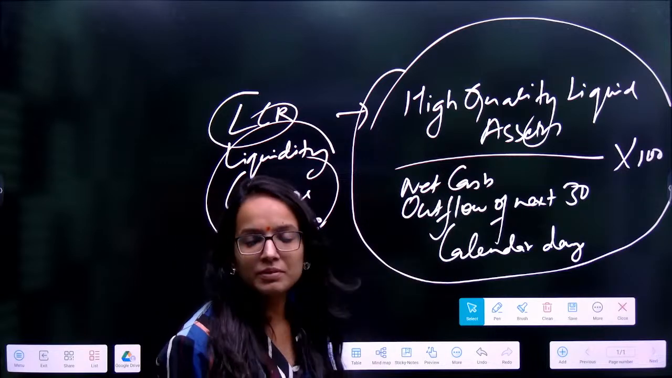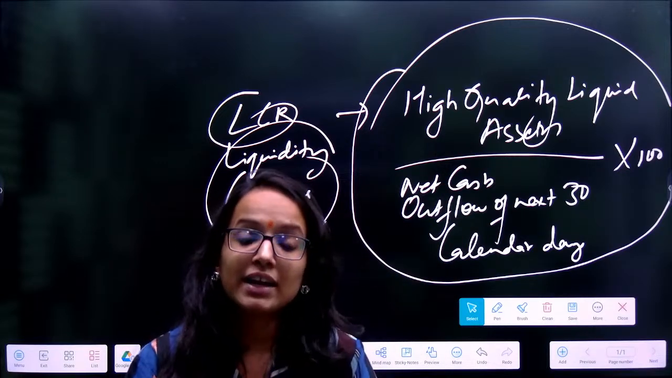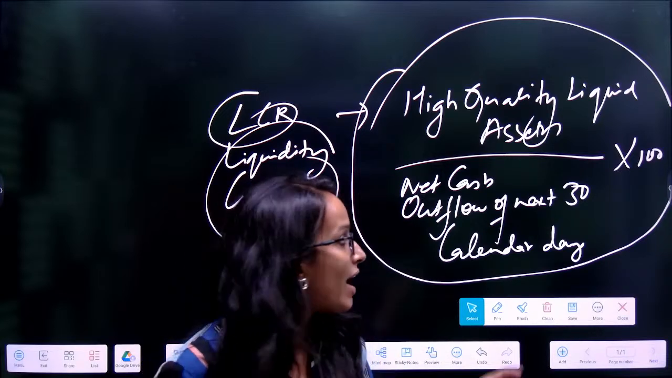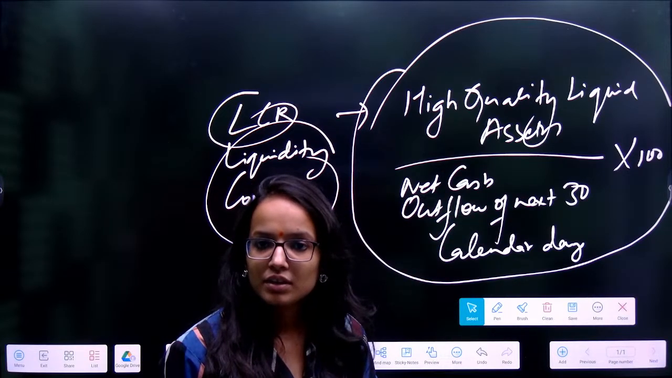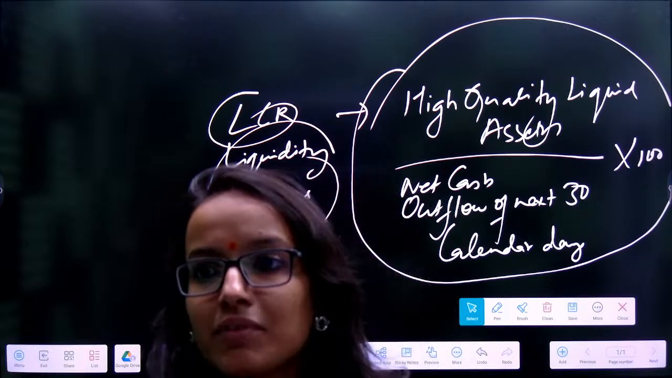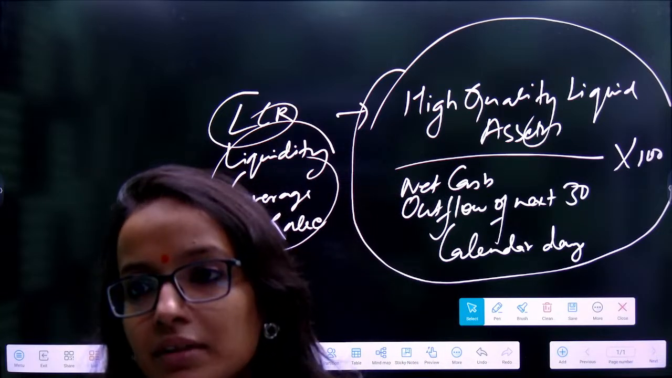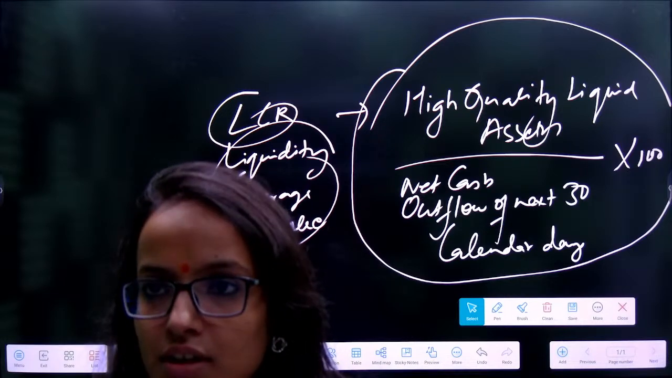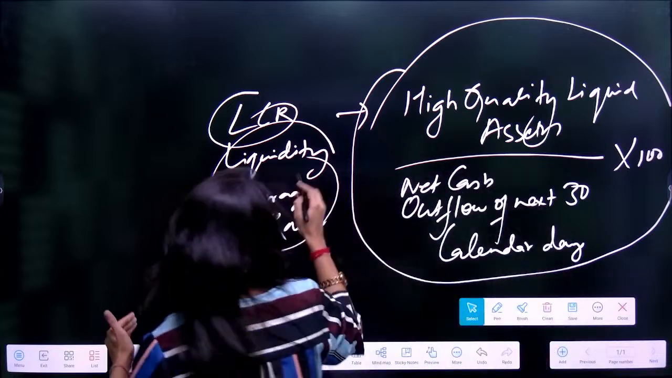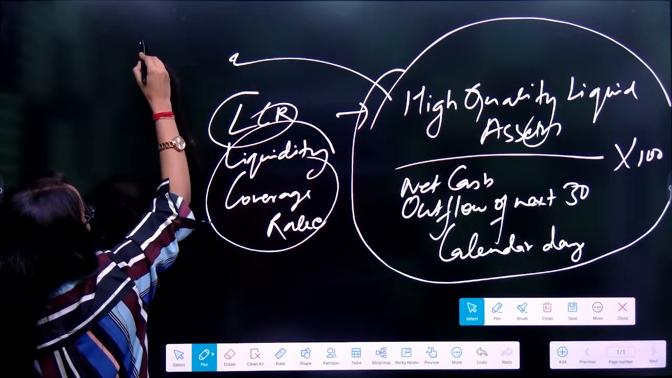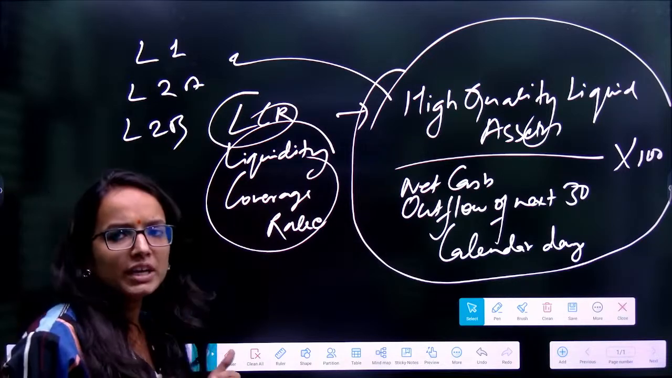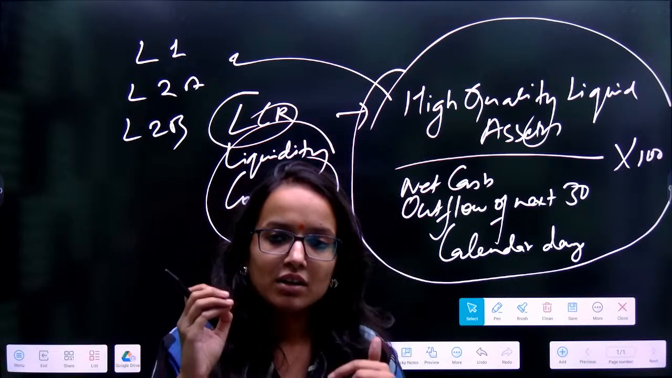What are high quality liquid assets? They can be easily and readily converted into cash without any losses, right? So you have different categories of them. High quality liquid assets: you have level 1, level 2A, and then level 2B. You need not go into that much depth, but just for your understanding.